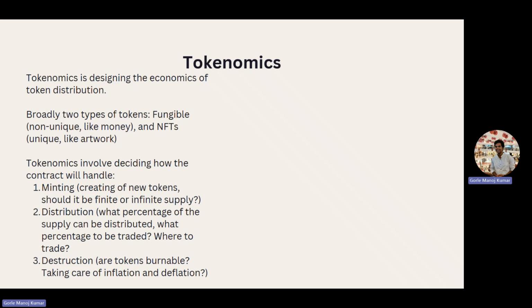So basically, what you'll write is you'll declare a variable. Total supply is equal to some value. That is what you'll do. And as you distribute it, you'll decrement this value. That is fair enough.